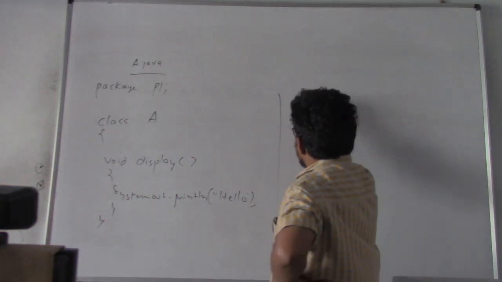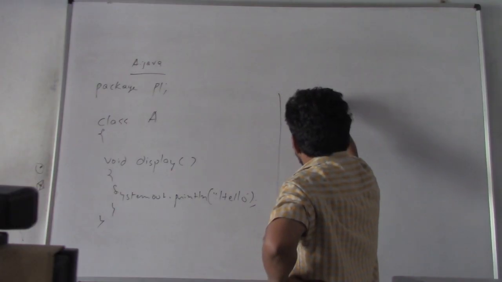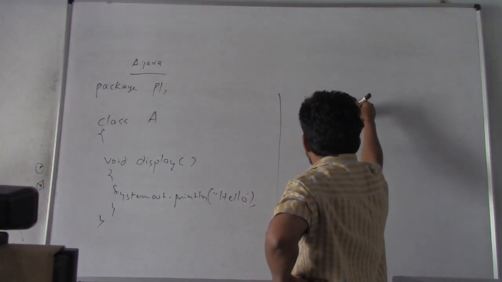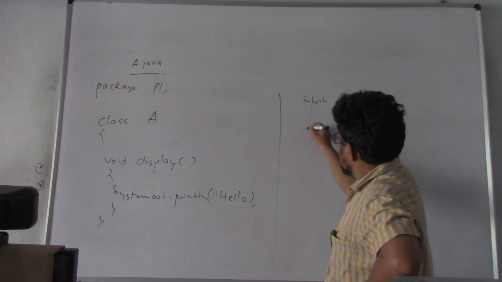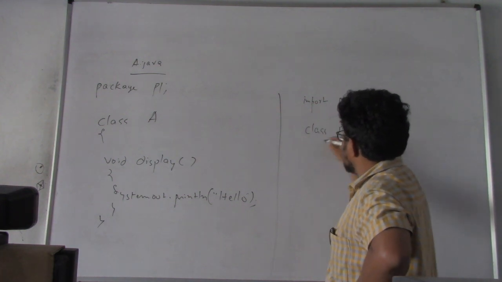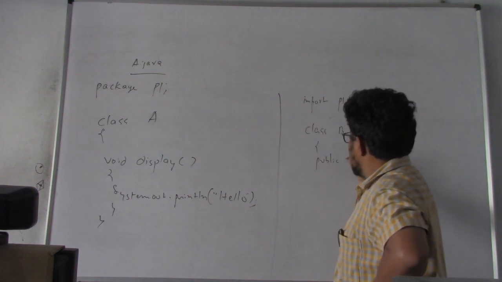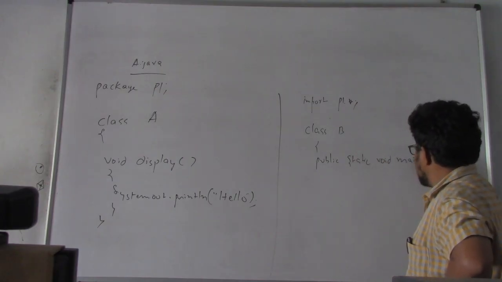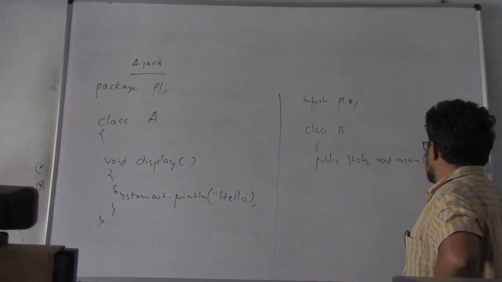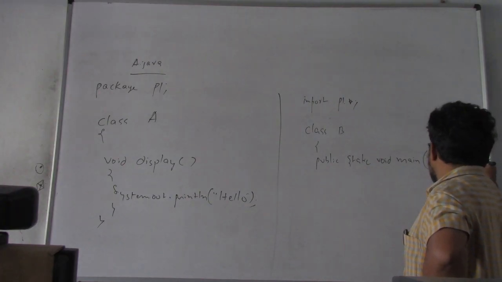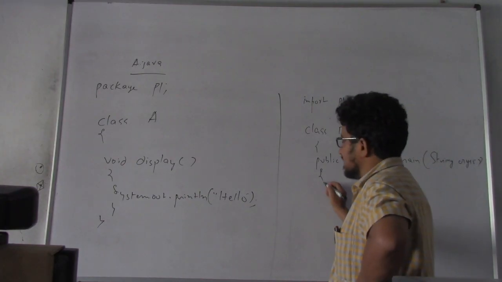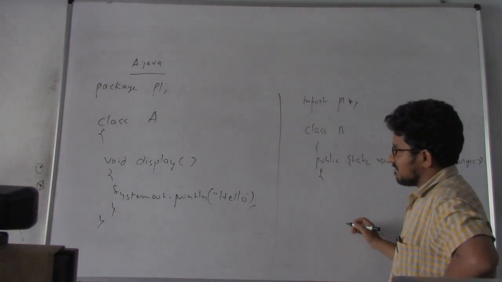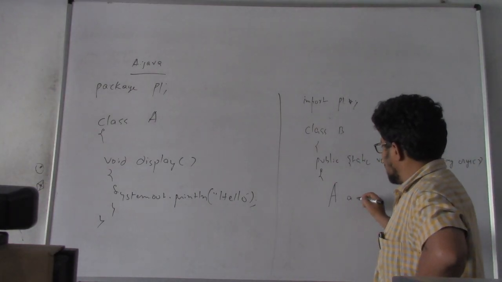Now import p1.start. Now you write some other class, class B. You write public static void main. This concept is not new; it is inherited from C language. I will explain it.